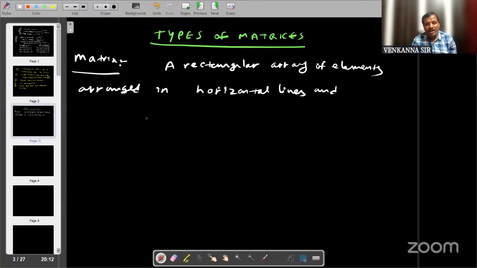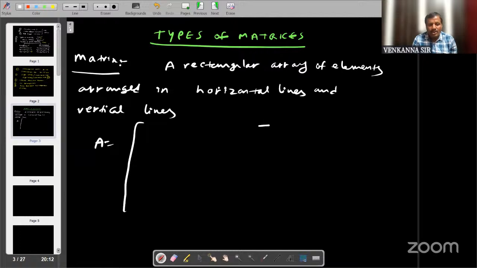A rectangular array of elements arranged in horizontal lines and vertical lines is called the matrix. Horizontal lines are called what? Rows. Vertical lines are called the columns. So, the general form of the matrix. If you want to write the general form of the matrix, what is it?